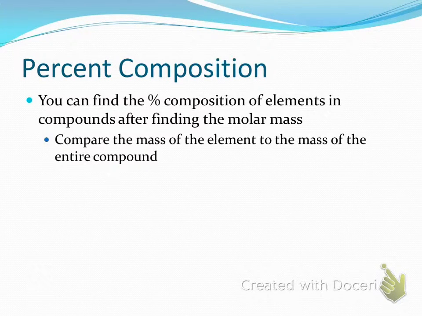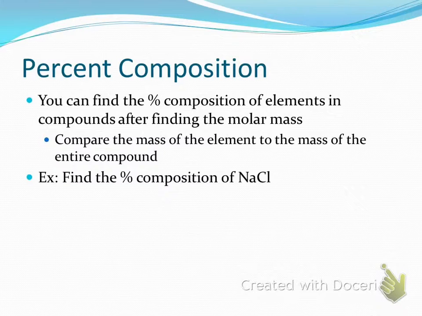So what we're going to do to calculate percent composition is compare the mass of the entire compound to the mass of the specific element we're trying to find. Compare the mass of the element to the mass of the entire compound. And these are working with molar mass. So with all these percent compositions, we're going to work in molar mass, not AMU. Okay, so when we're finding percent composition, we still have to find the molar mass of the whole compound, and then we're going to start looking at individual elements.